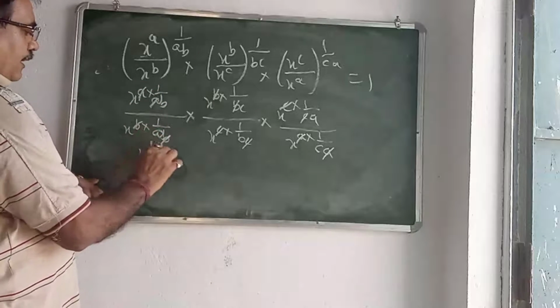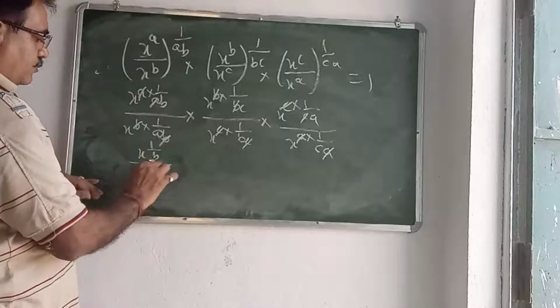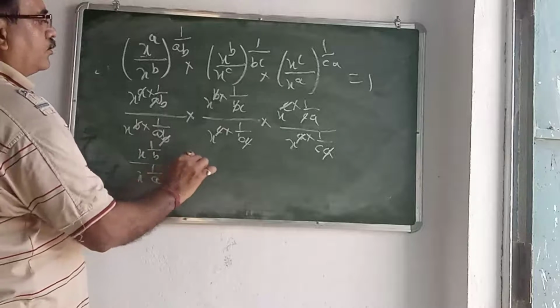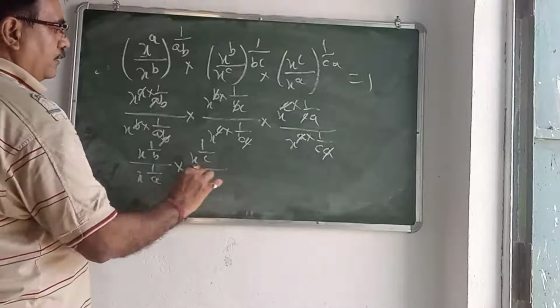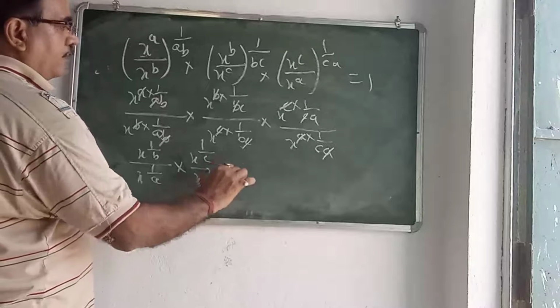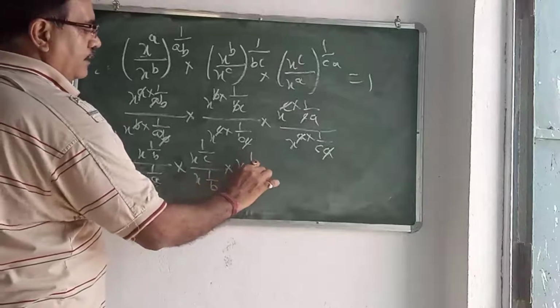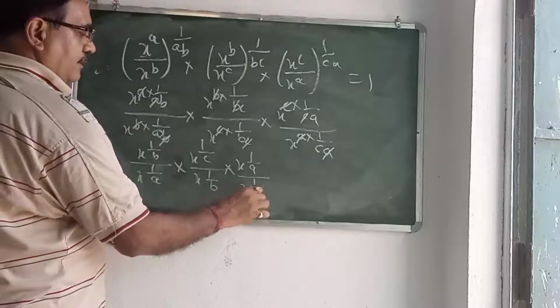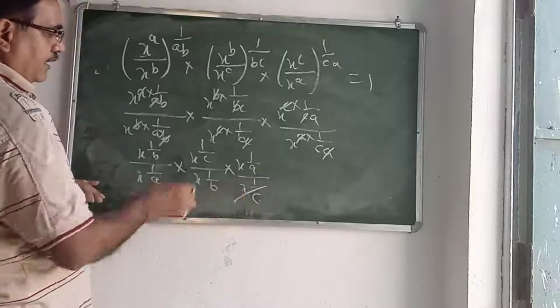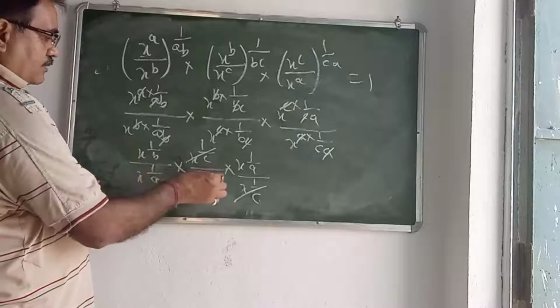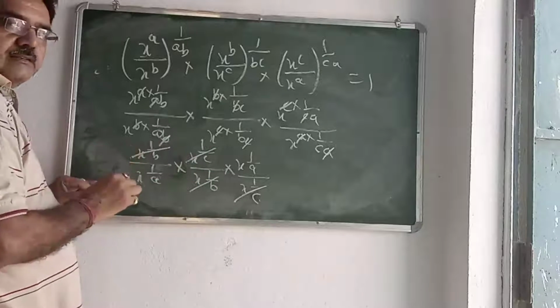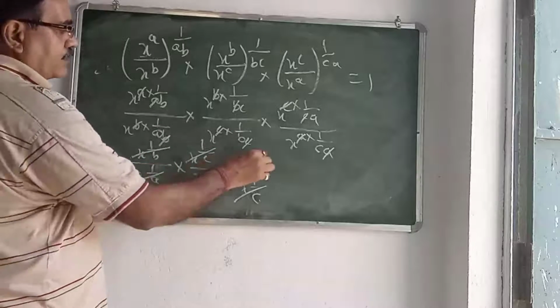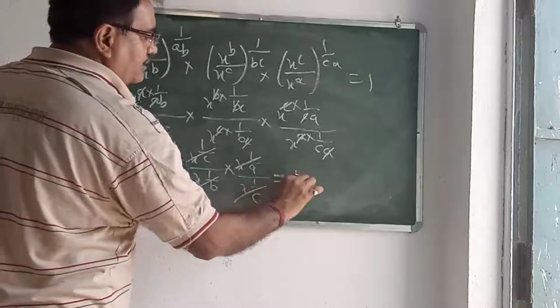What is that? x to the power 1 by b, x to the power 1 by a, into x to the power 1 by c, into x to the power 1 by b, into x to the power 1 by a, by x to the power 1 by c. X 1 by c, x 1 by c cancel, x 1 by b, x 1 by b cancel, x 1 by a, x 1 by a cancel. What is that? 1 is the answer.